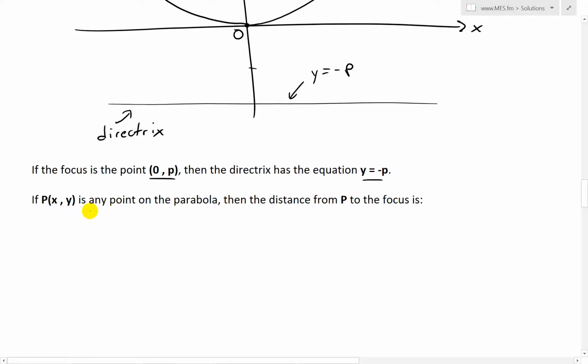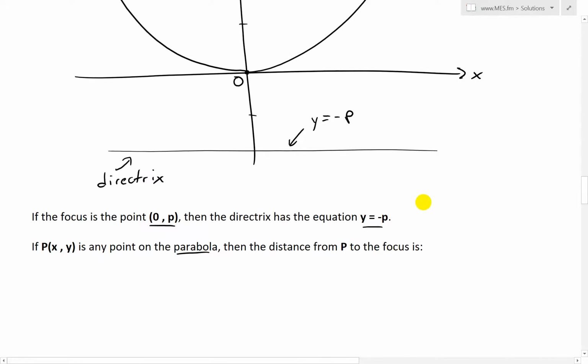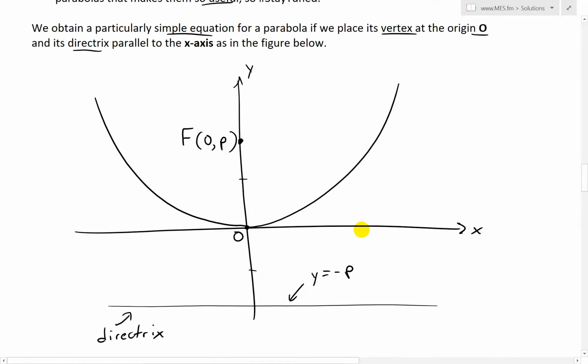So now that we have that, what we can find out is, if the point P(x, y) is any point on the parabola, then the distance from P to the focus is, and I'll get to that in a bit. So let's say we have a point P across here, and its coordinates are x, y. Now let's say we have a line across from here to here, and then we can also extend this from there to there.